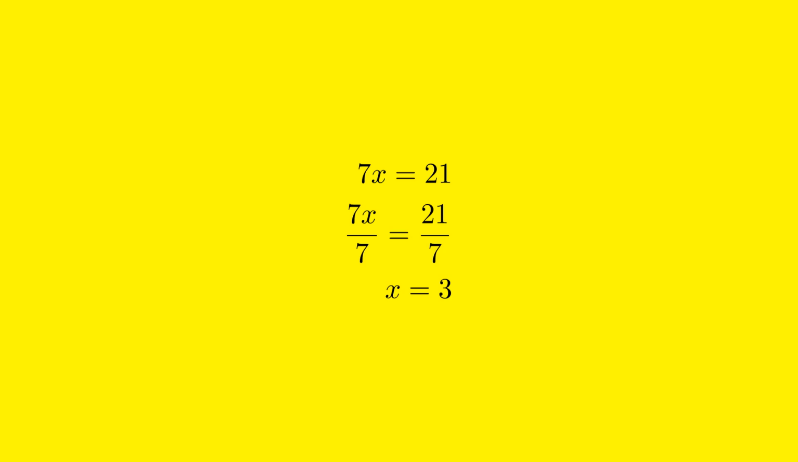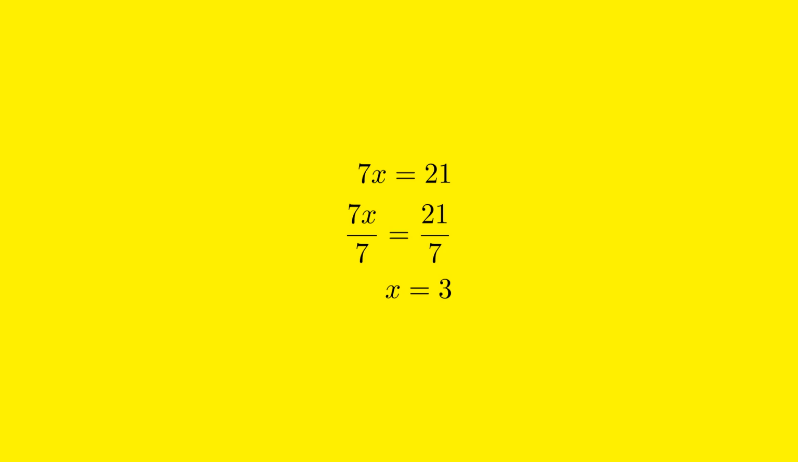By dividing the left side by 7, you are left with x. This is because 7 divided by 7 equals 1, and anything multiplied by 1 remains unchanged, so we are left with x. Since we divided the left side by 7, we must also divide the right side by 7 to keep the equation balanced. Dividing 21 by 7 gives us 3. So the right side of the equation now reads 3.